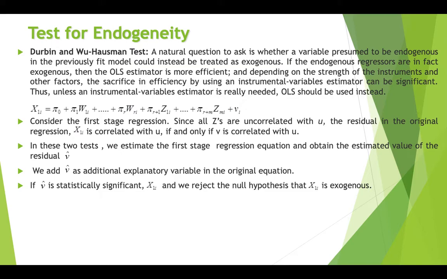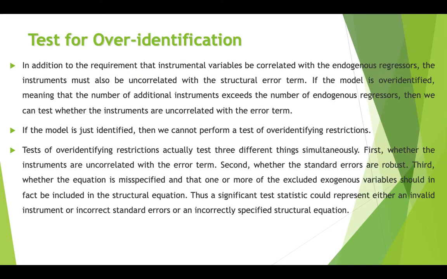But if V hat is statistically insignificant, then the null hypothesis is accepted, that is, X1i is exogenous. Then the exercise is wrong, and the right process will be OLS. So, this is the test of endogeneity.